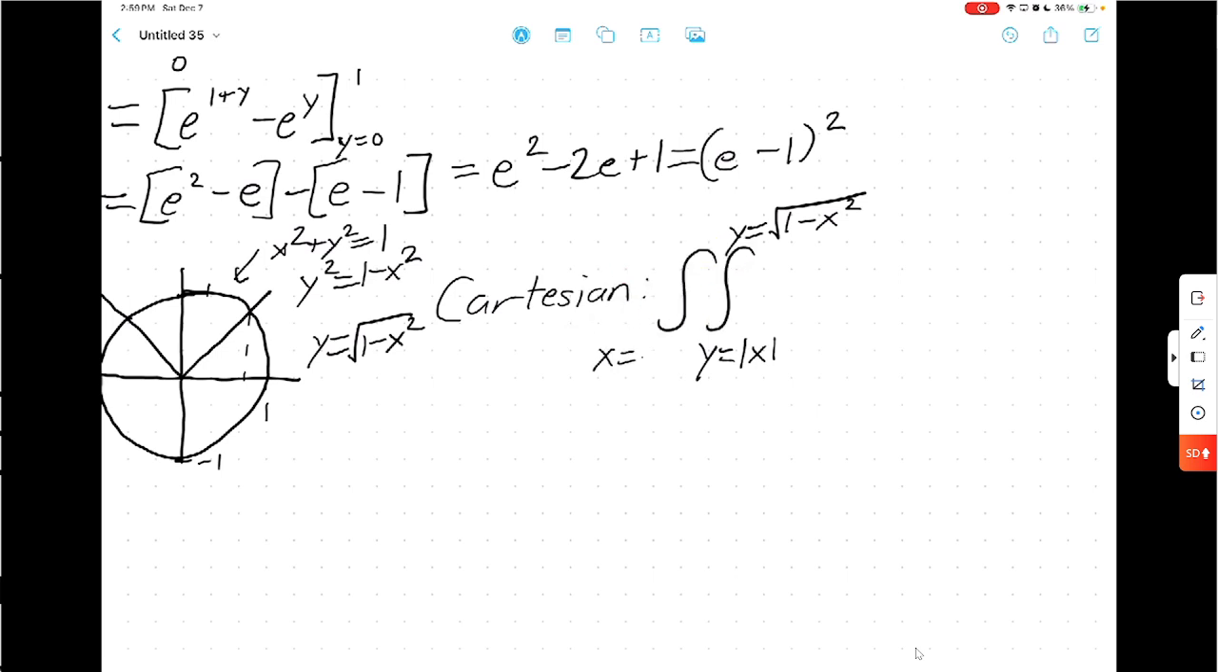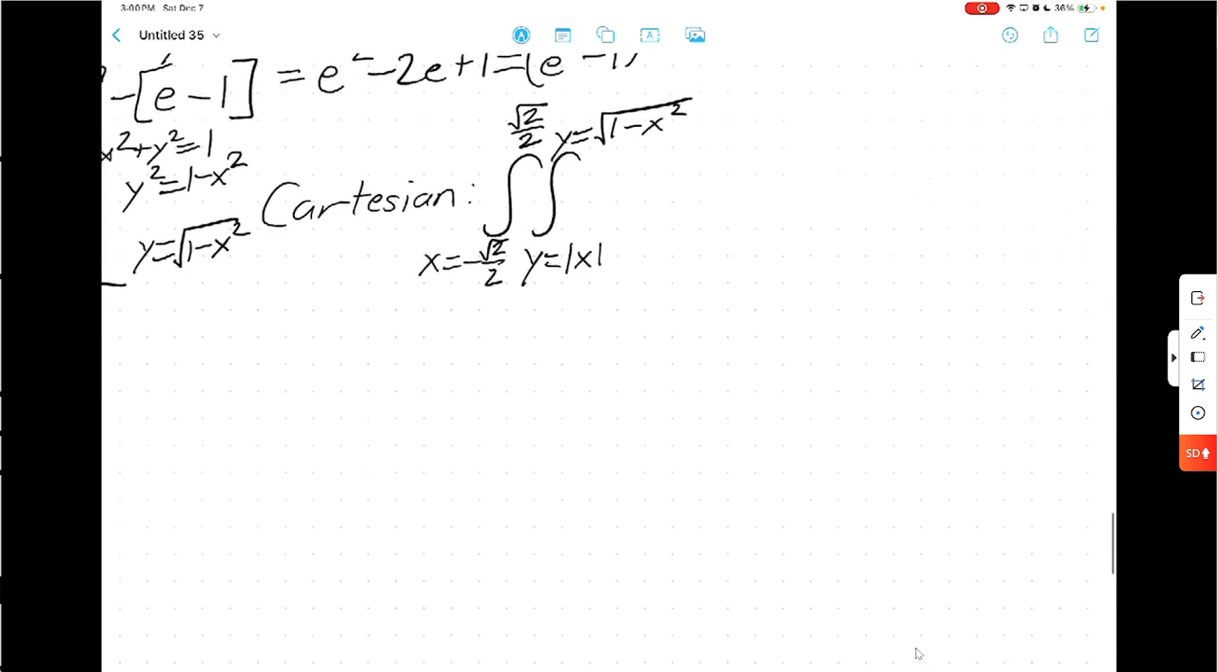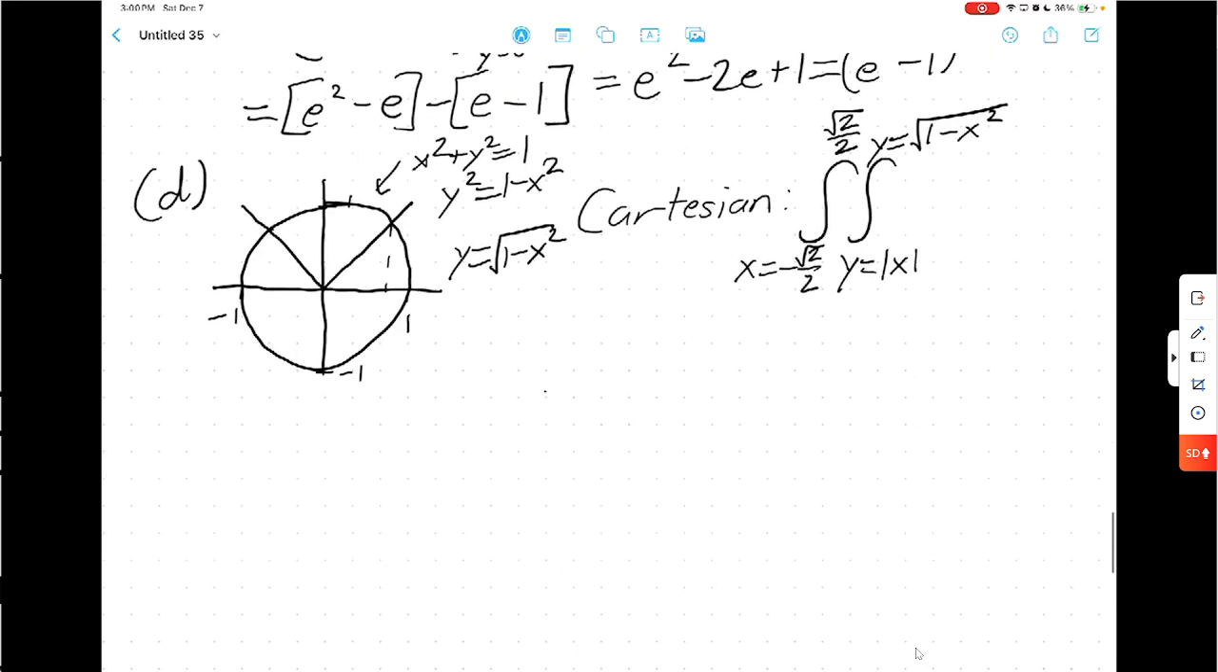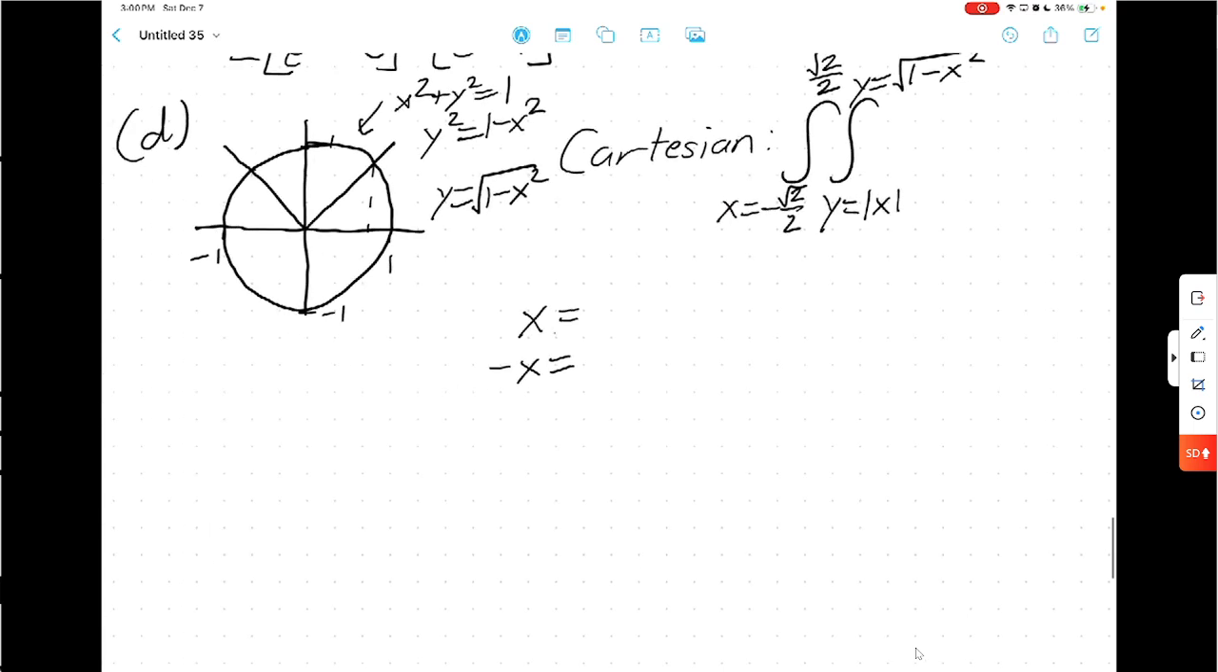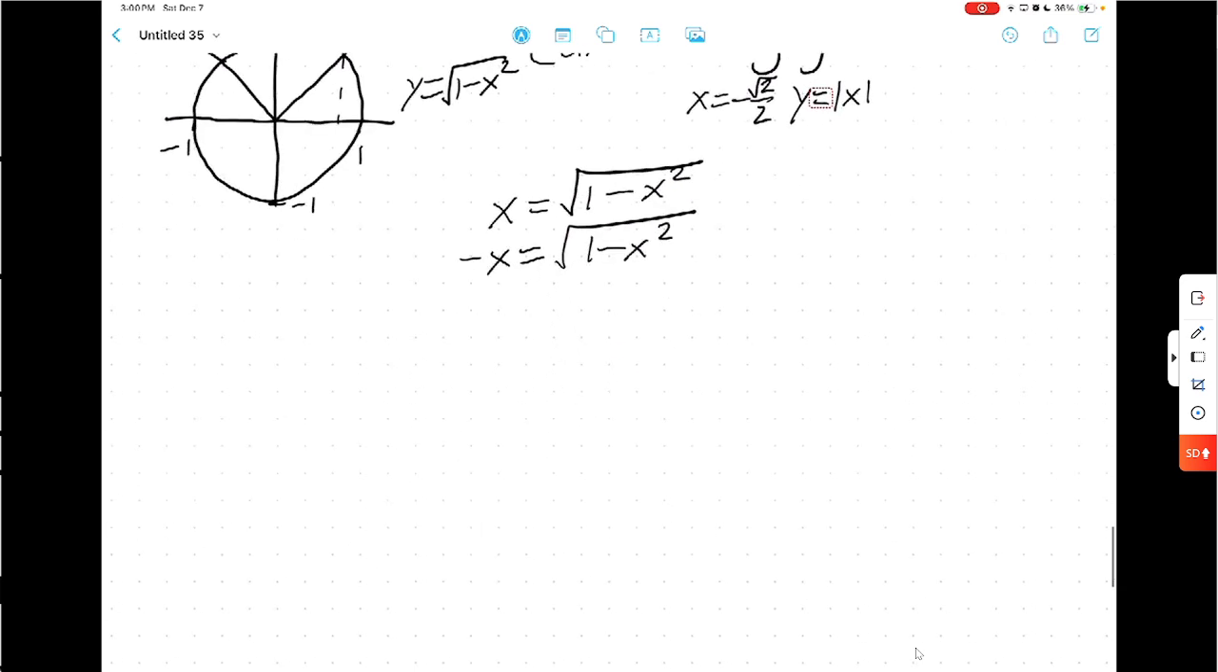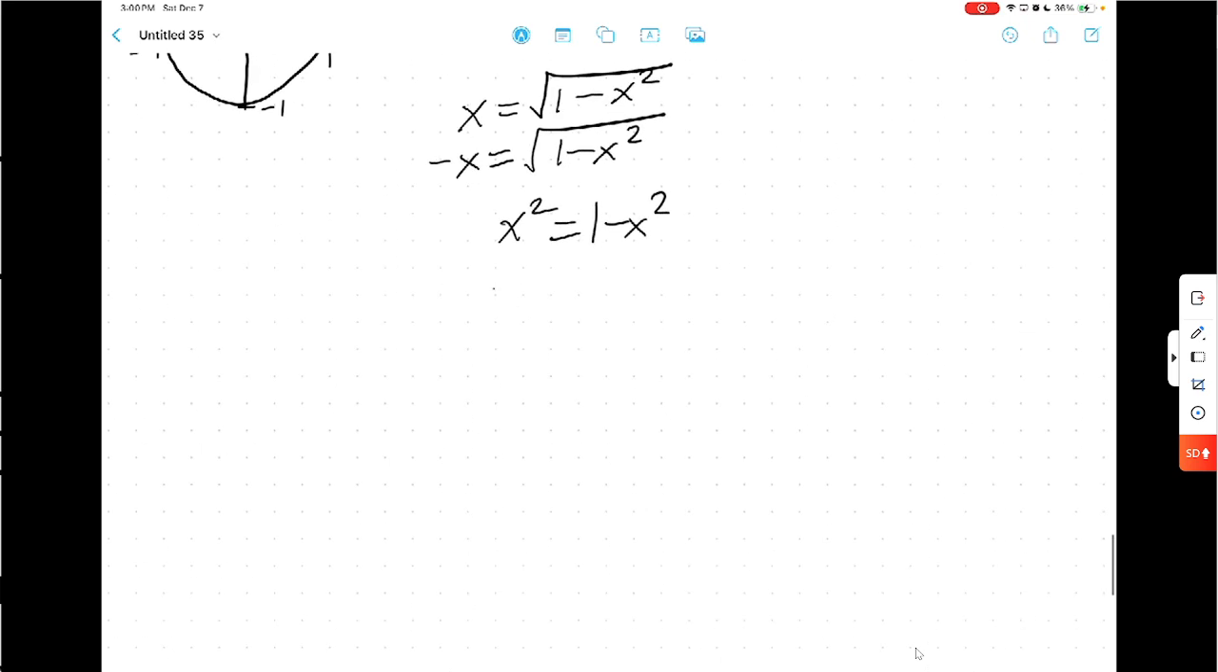I think this is, if I remember correctly, root 2 over 2, negative root 2 over 2 to root 2 over 2 for this. The easiest way to do this is to just set them equal to each other because of the absolute value. I'm going to just destroy it into x and negative x. You get the same thing either way, so it's just going to be this. 2x squared is equal to 1, x squared is equal to 1 half, x equals plus or minus root 2 over 2.